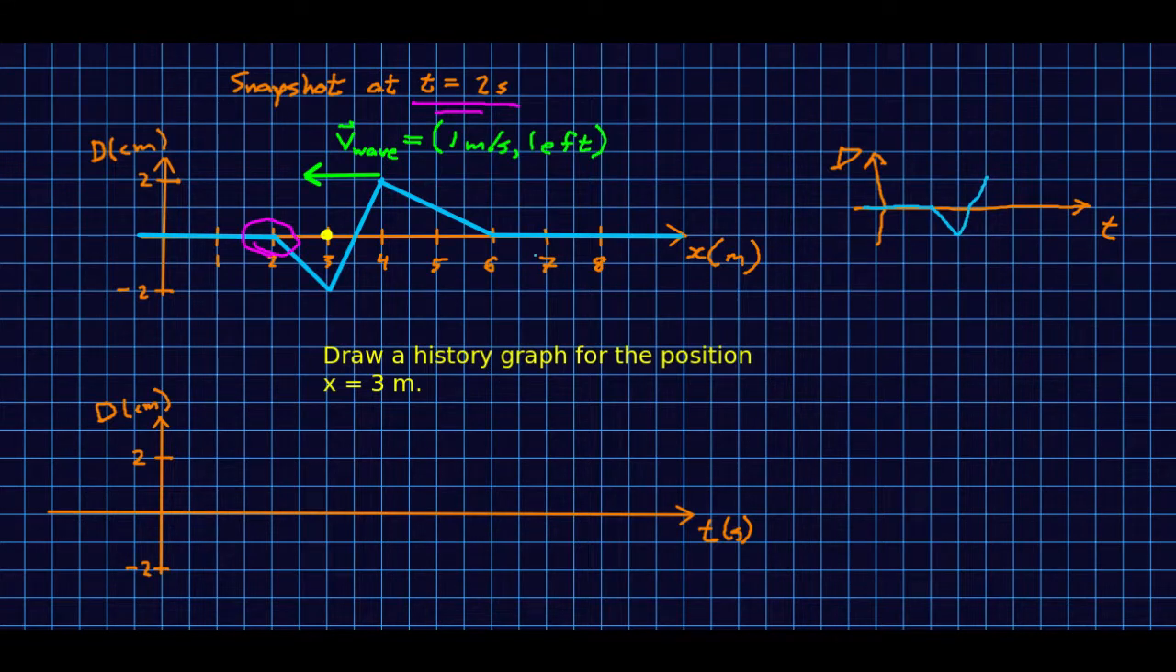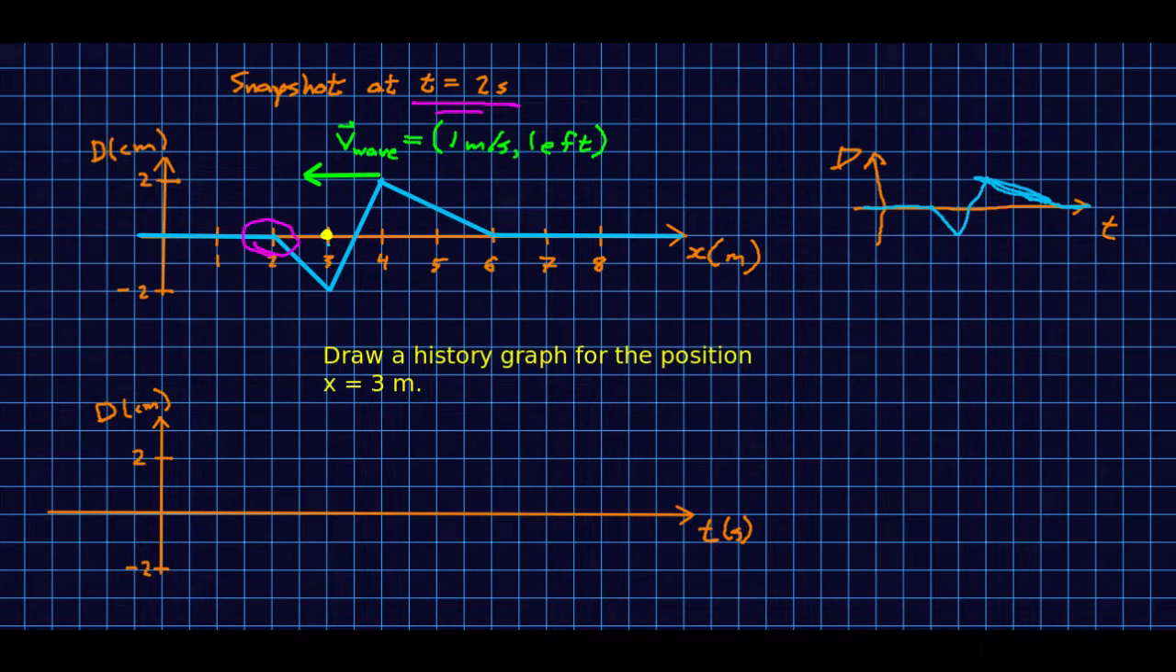and then it's going to slowly subside back to zero displacement. So we know that our history graph is going to look something like this. And now we just have to get it scaled right. So we're looking at the history of x equals 3. And this is a snapshot at t equals 2.